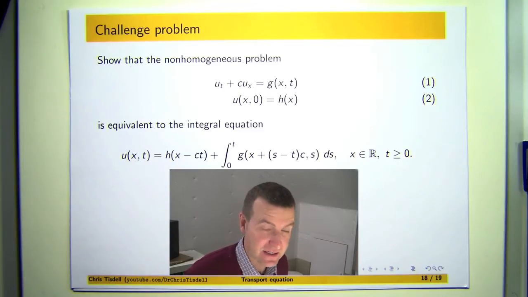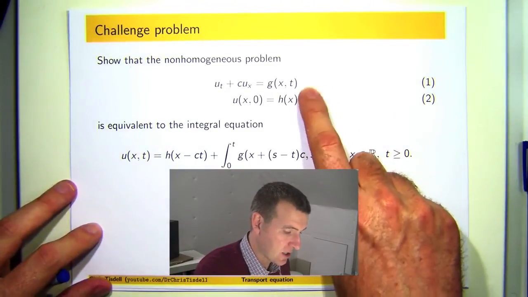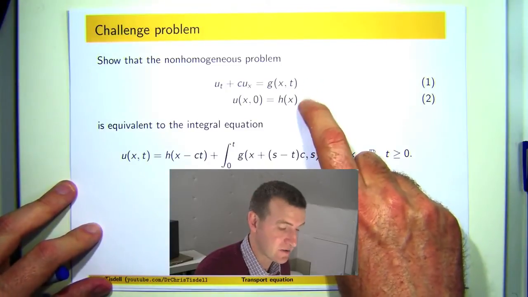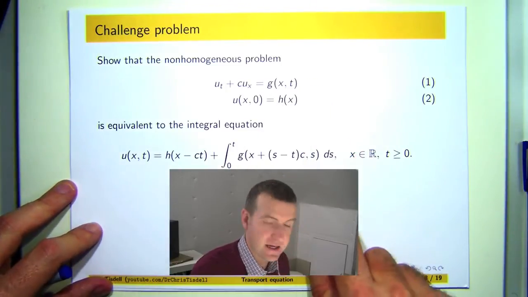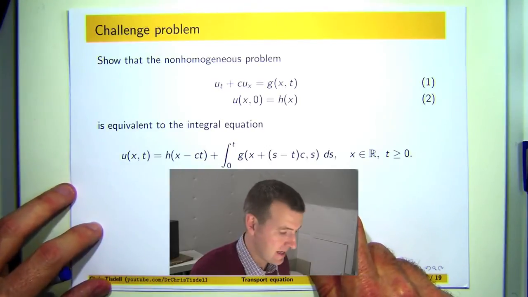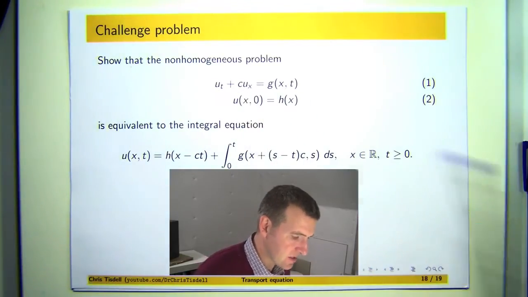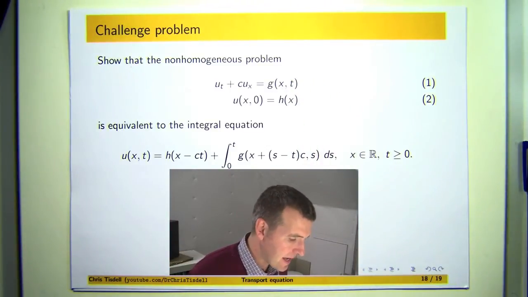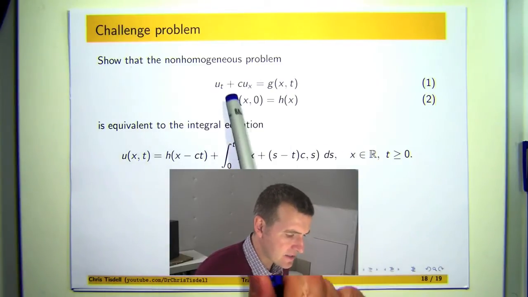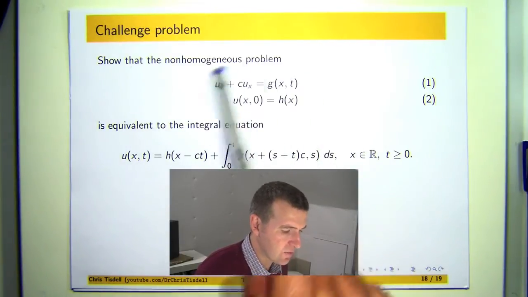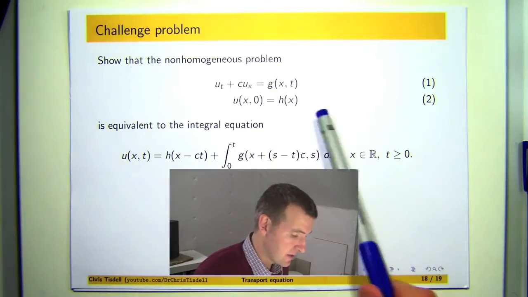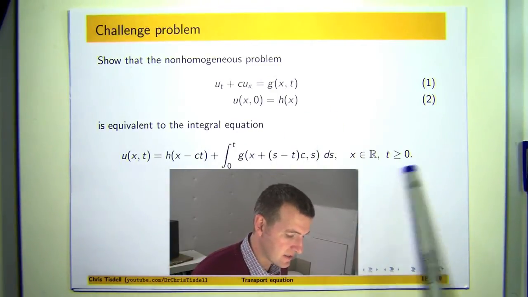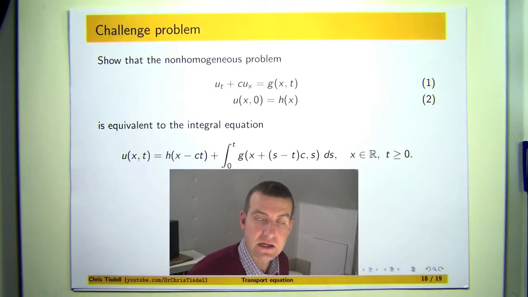In this presentation I'm going to discuss the equivalence between a Cauchy problem involving a partial differential equation and an integral equation. Here C is a constant, and G and H are known functions. We're asked to show that this Cauchy problem, or initial value problem, is equivalent to this integral equation. Before we get down to it, what does that actually mean?